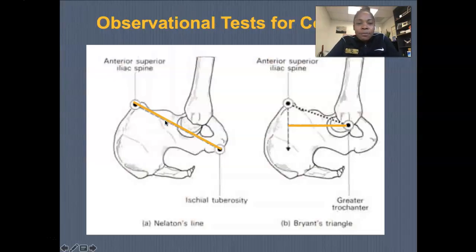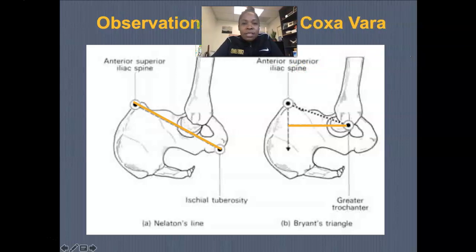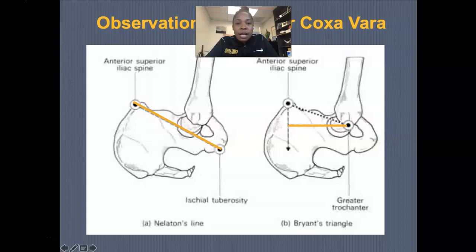Okay, so observational test for coxa vara. Remember, that's the angle that's going to get smaller over time. Normative is 130. So anything less than that, but in particular, anything that approaches 110 degrees is considered coxa vara. Remember, at the knee, we can expect a genu valgum deformity at the knee.